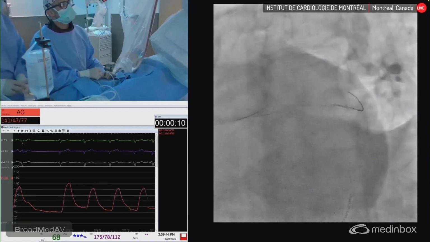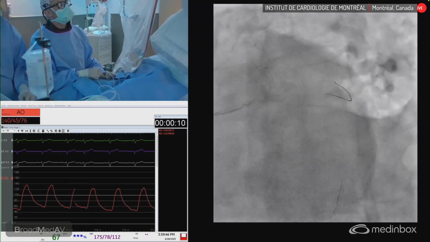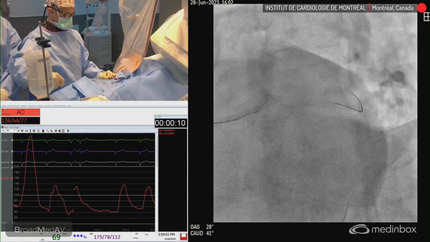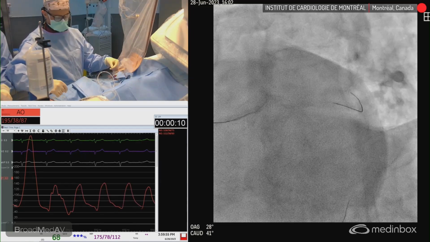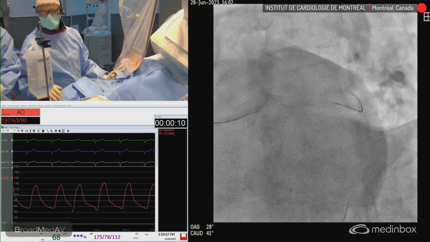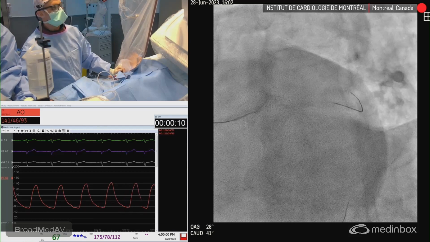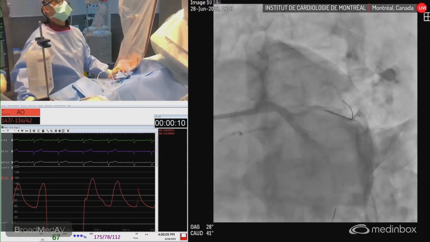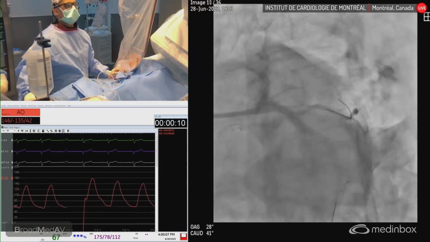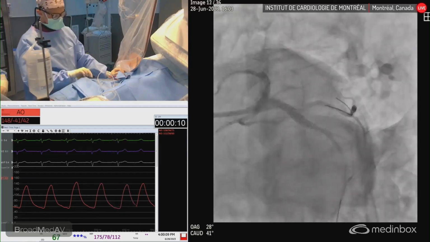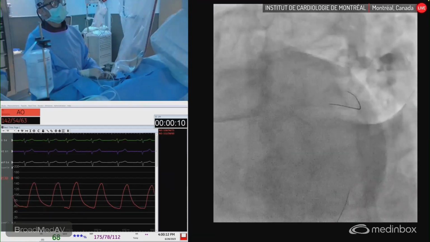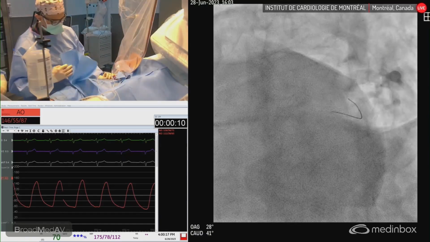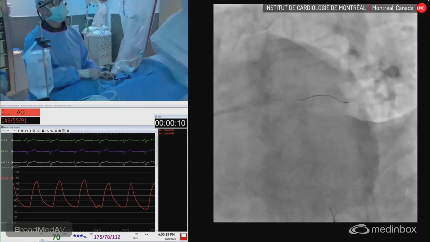The wire appears a bit damaged, Robert. Yeah, I think we should change the wire. I'll take another Sion Black. We have a Sion Black, please. Sion Blue or Sion Black? Sion Black. Yeah, I think we'll be able to get there with a little curve on the wire. We had issues in the first, wiring the LAD. Again, the guide is committed to the circumflex, so you may have to pull it back a bit and change the angle a bit if you can.